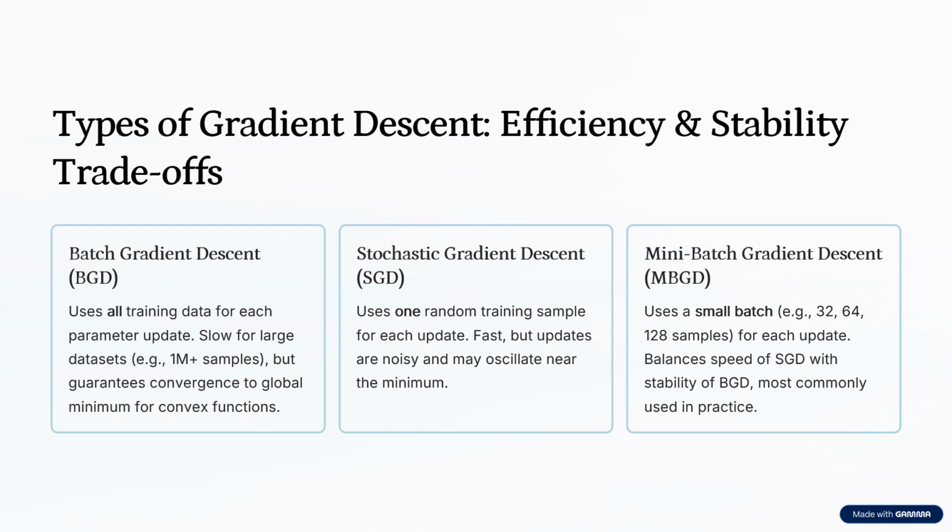The second type of gradient descent is stochastic gradient descent, SGD. It uses one random training sample for each update. It is fast, but updates are noisy and may oscillate near the minimum. The third and last type is mini batch gradient descent, MBGD. It uses a small batch, for example 32, 64 and 128 samples, for each update. It balances the speed of SGD with the stability of batch gradient descent. Most commonly used in practice. That means, compared to the three types, mini batch gradient descent is most commonly used in real life.